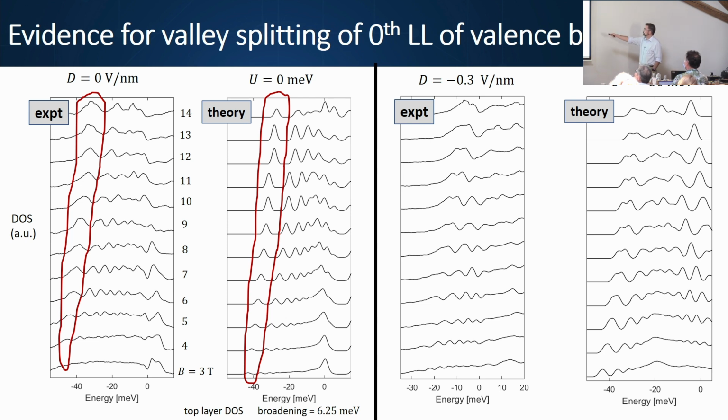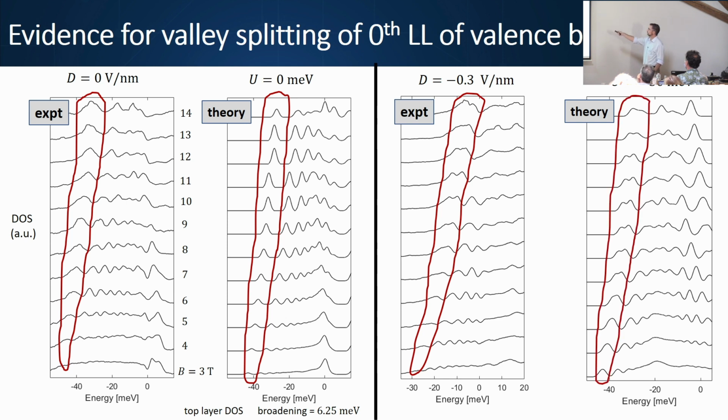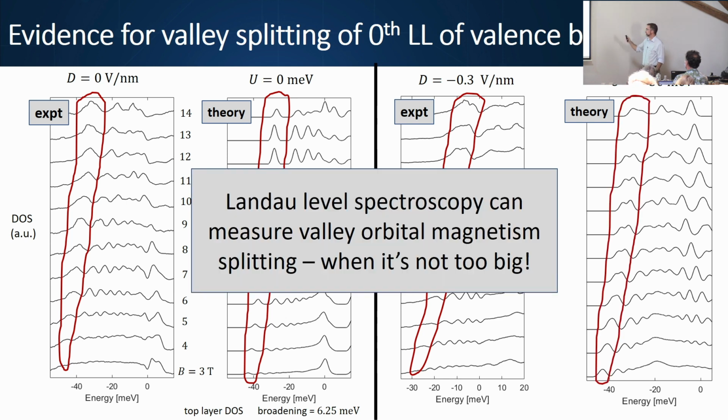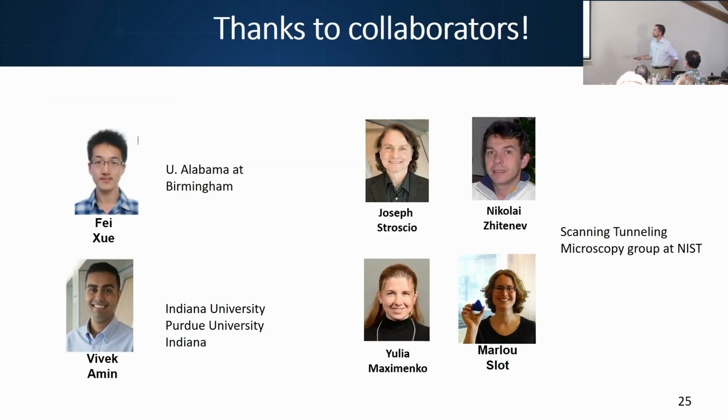When we turn on the displacement field, so that we expect to see valley-contrasting orbital moment, it appears as if there is some kind of splitting in the 0th Landau level. And of course, the theory shows that splitting too. But again, this is early analysis, I would say. So the takeaway there is that Landau level spectroscopy can measure valley orbital magnetism splitting when it's not too big, so that it doesn't get mixed up with Landau level splitting.